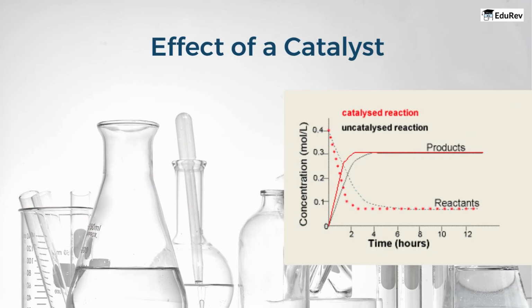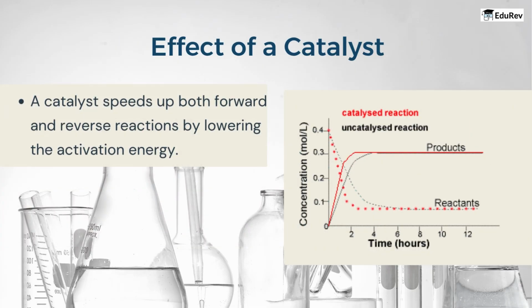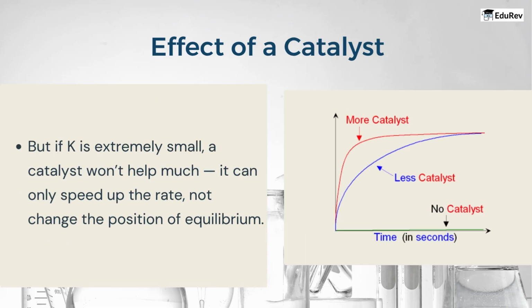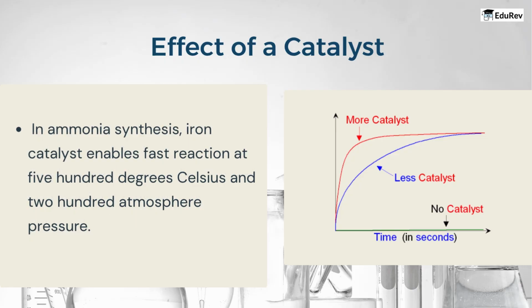Effect of a catalyst. A catalyst speeds up both forward and reverse reactions by lowering the activation energy. It does not change the equilibrium position and does not appear in the equilibrium constant expression. But if K is extremely small, a catalyst won't help much. It can only speed up the rate, not change the position of equilibrium. For example, in ammonia synthesis, iron catalyst enables fast reaction at 500 degrees Celsius and 200 atmosphere pressure.